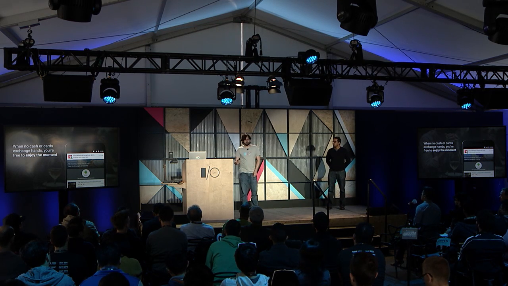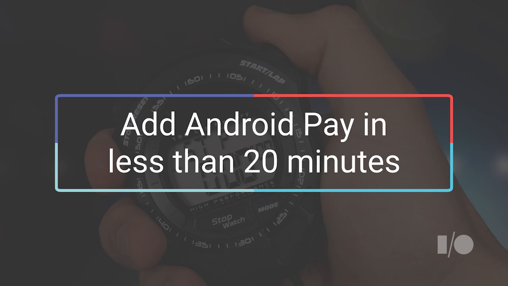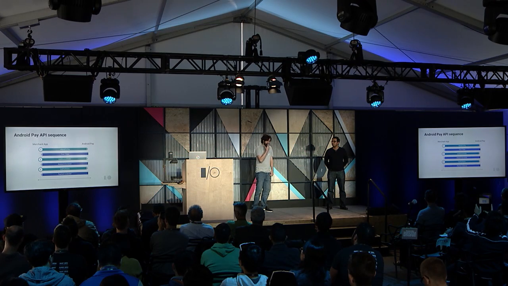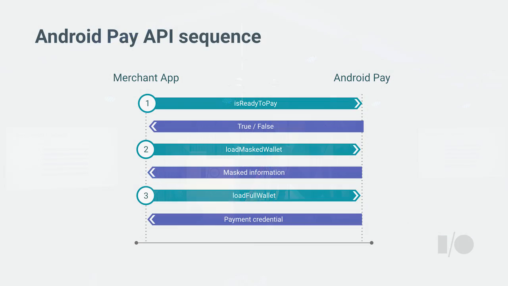Thank you, Mike. So now let's see how you can add Android Pay to your app in less than 20 minutes. OK, so first let's go through an overview of the Android Pay APIs that you need to call in order to add Android Pay to your app. Usually when the user goes through a checkout experience using Android Pay, they will go through 3 major steps. The first one is they will see the Android Pay button or some option to select Android Pay. Then they will click that option and be prompted by us for a credit card and shipping address if you request one. And finally, when they're ready to finish the purchase, you can request a payment credential from us to charge the user.